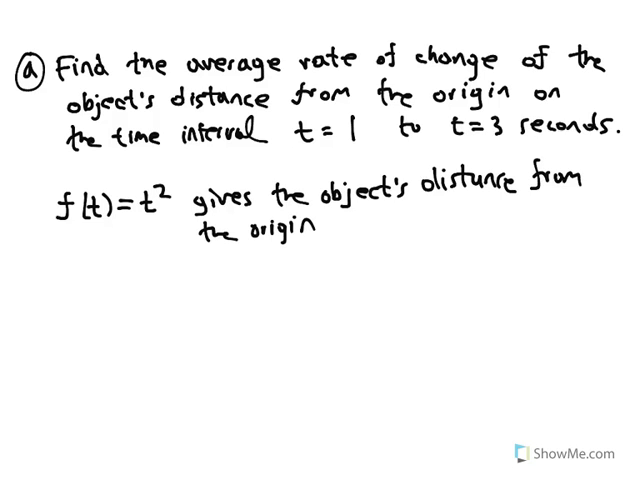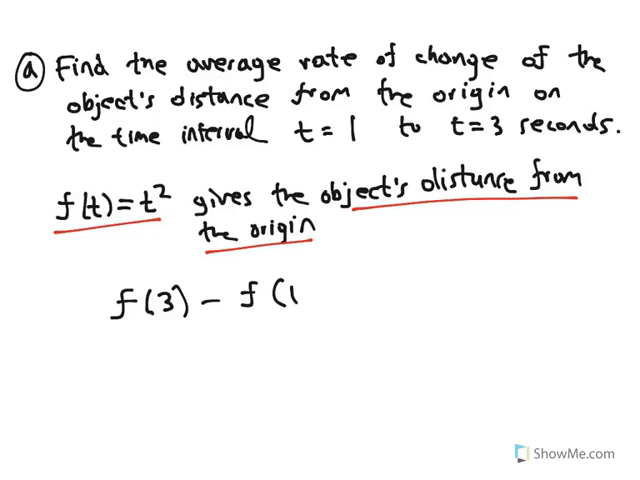So now let's take a look at the first question that we want to answer. Find the average rate of change of the object's distance from the origin on the time interval from t equals 1 to t equals 3 seconds. As the problem states, f of t equals t squared gives the object's distance from the origin. So we can find the distance the object is from the origin at t equals 3, and subtract from that the distance the object is from the origin at t equals 1.